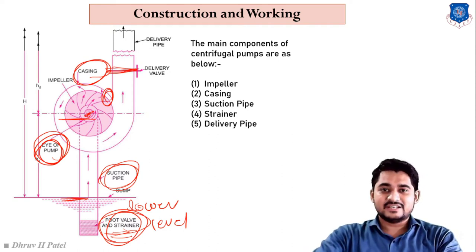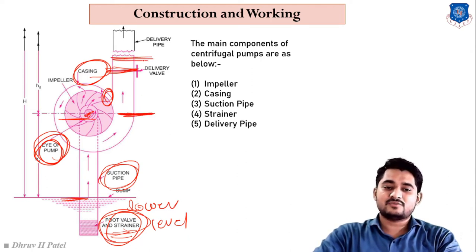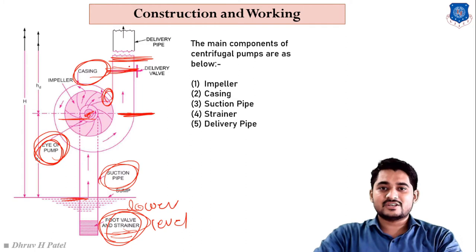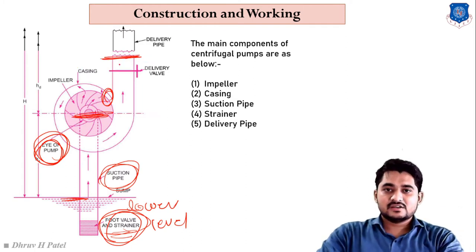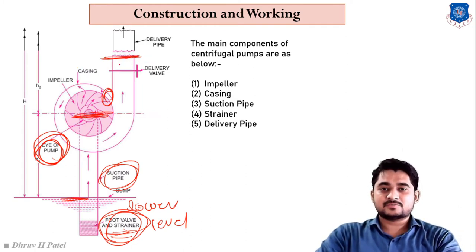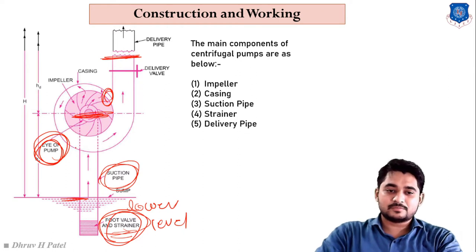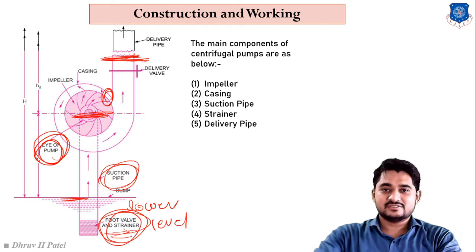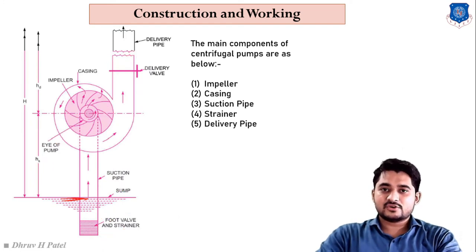Next one is the delivery pipe. The function of the delivery pipe is to transfer water from the center of the pump to our final destination, that is, the above height. That means the delivery pipe will transfer water from the center of the pump to the higher destination, right? So basically these are the five main components of the centrifugal pump.